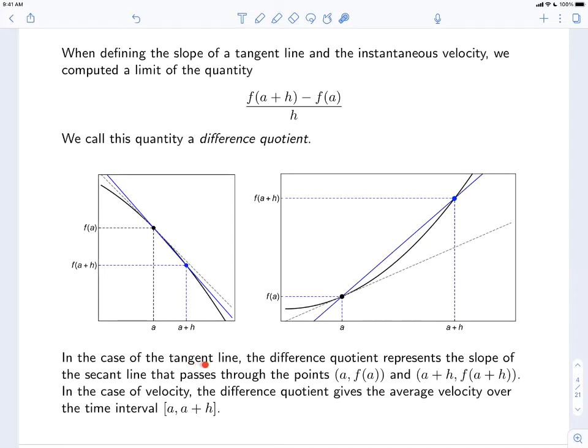In the case of the tangent line, the difference quotient represents the slope of the secant line that passes through the two given points. In the case of the velocity, the difference quotient gives the average velocity over the given time interval. Perhaps the miraculous thing is that these are actually the same. Finding the slope of a tangent line using the slope of secant lines turns out to be the same problem as finding the instantaneous velocity using the average velocities.